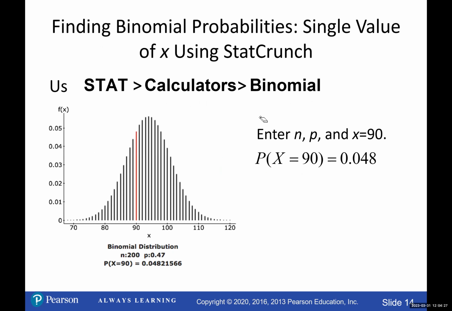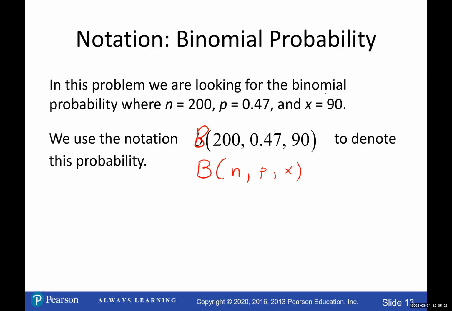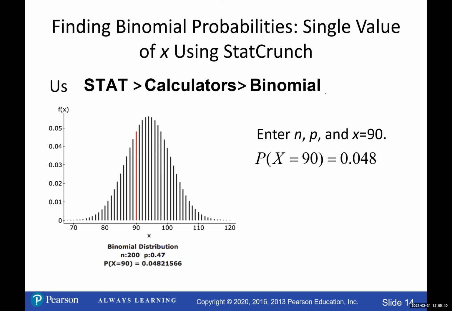Now, because n here is 200 and x here is 90, which are big numbers, I don't think it's a good idea to do this by hand at all. So in this case, we're going to use technology to handle that. I would like to teach you to use StatCrunch to find the binomial probabilities for this case. So let's go ahead and open StatCrunch.